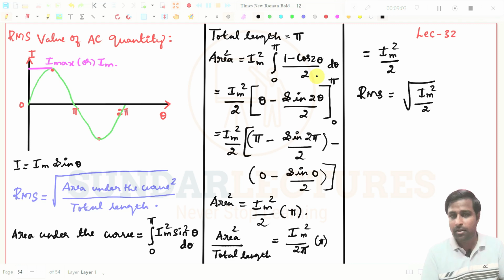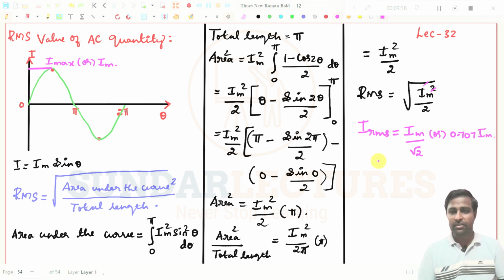So what is this one? We have taken current, right? Instead of RMS, what we can write here? I can write IRMS will be equal to, see, this square and this square root. If you split this square root, then these two will be cancelled out. So you will get Im by root 2, or in other terms, 0.707 Im.